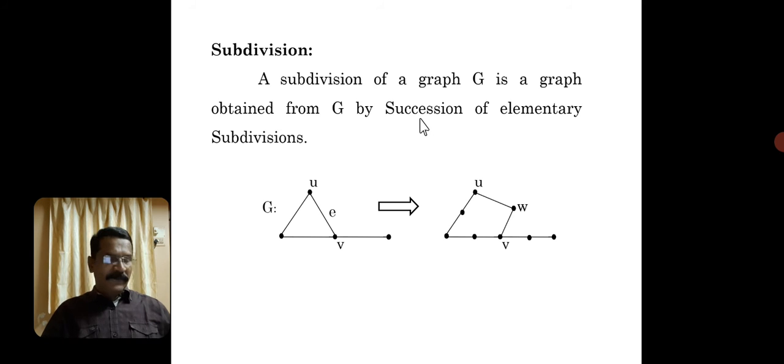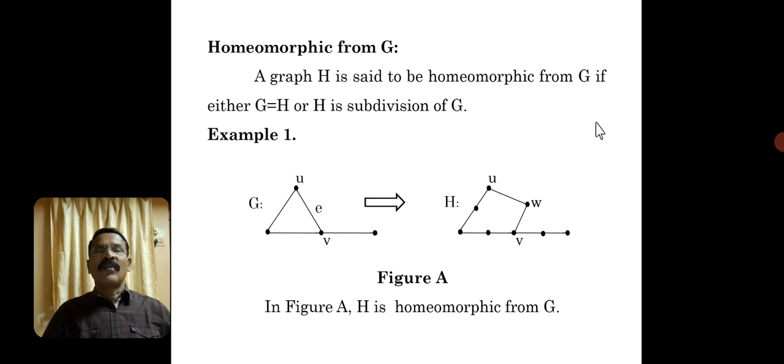Now we will see the other concepts. We have come to know what elementary subdivision is, then subdivision, which is the repeated process of elementary subdivision. Now we will see what is meant by homeomorphic from the graph G. Here, same as in the previous example, I have considered the same graph. We got the graph H by elementary subdivision, repeated for different edges. Ultimately we got another graph H.